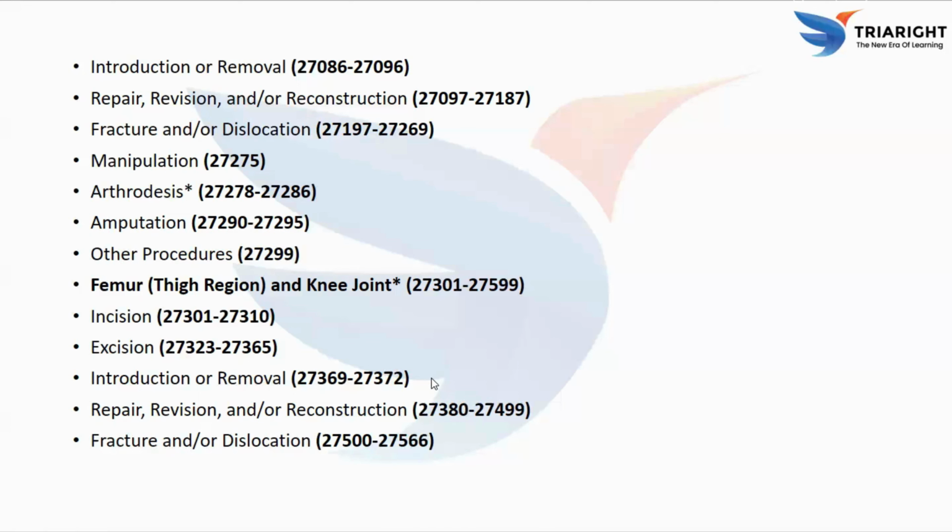So the code ranges are 27,369 to 27,372. So examples of introduction or removal are injecting medication and removing knee implants. So repair, revision and or reconstruction means fixing or rebuilding the knee ligaments or structures. Example, meniscus repair and ligament reconstruction. So fracture and or dislocation, the code ranges are from 27,500 to 27,566. So it means treating a broken femur or knee dislocation. For example, femur shaft fracture repair and knee joint dislocation treatment.